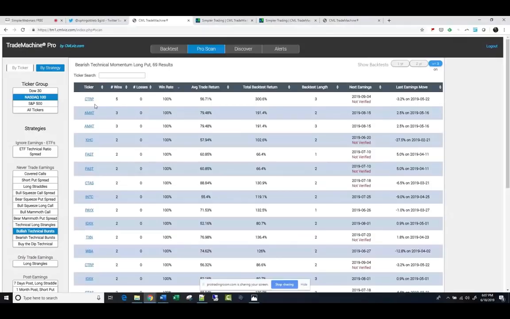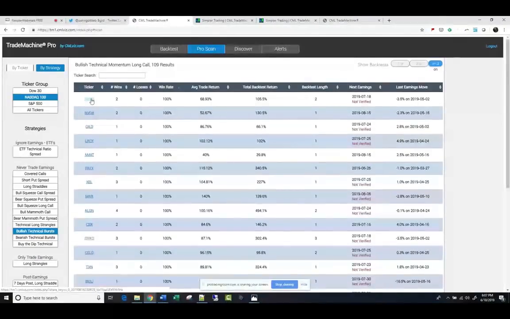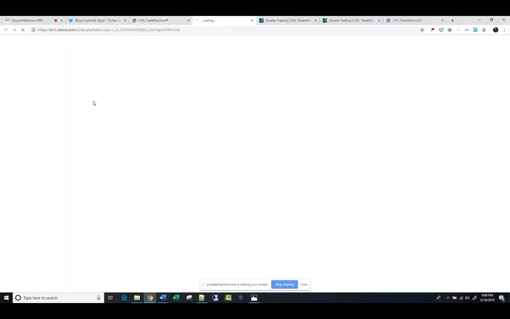And so we're going to have CTRP. Oh, sorry, just sorted again. All right, we got SWKS, NVIDIA, Lam Research. So I'm not going to remember all those, so I'm just going to click it. No way I'm going to remember all those names.